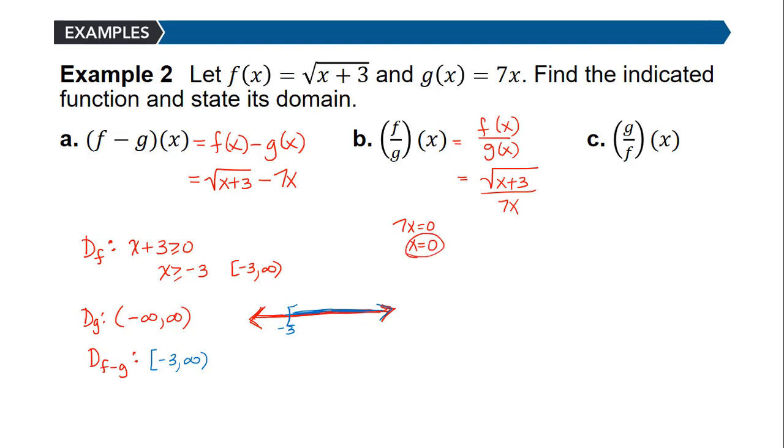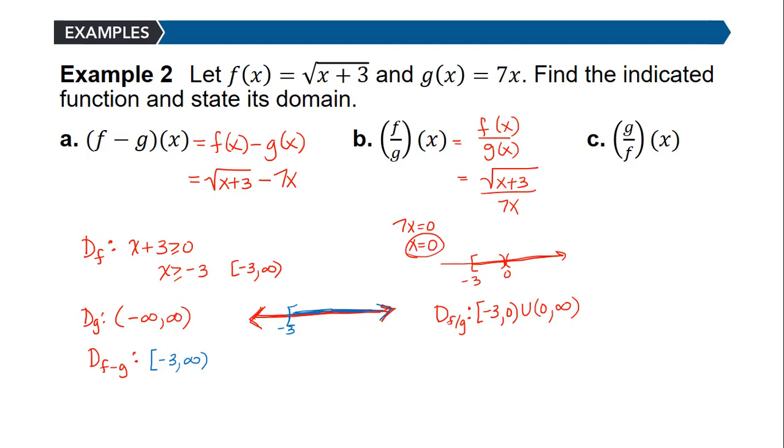So think about this. We've got to take the set from negative 3 to infinity, but at 0, we have to exclude it. So we're going to have a hole in our number line at 0. So that means that the domain of f divided by g is going to be from negative 3 with a bracket to 0 parentheses, union parentheses 0 to infinity. So again, that came from the intersection of the domain of f with the domain of g minus the value that made the denominator 0.